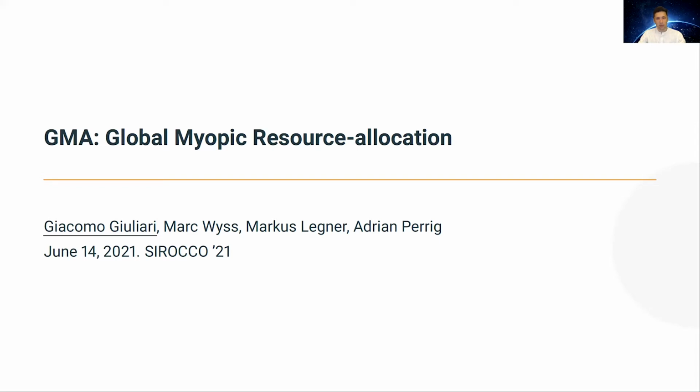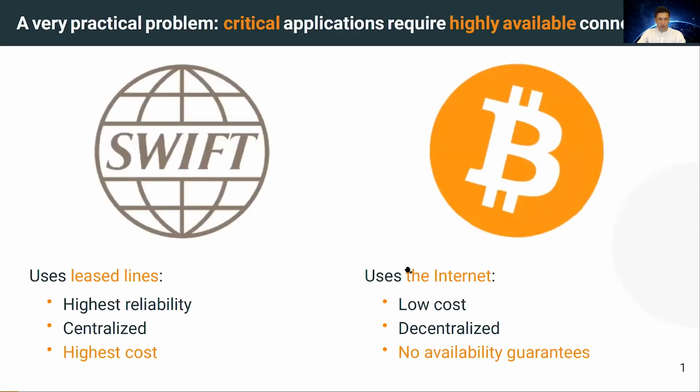Therefore, let me now start by outlining the observation that led us to the definition of the distributed path allocation problem, which GMA is a solution for. The starting observation is indeed of very practical nature. Today, more and more interconnected applications require highly available connectivity, and we can see two examples here.